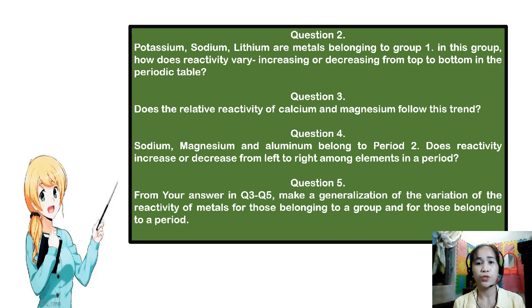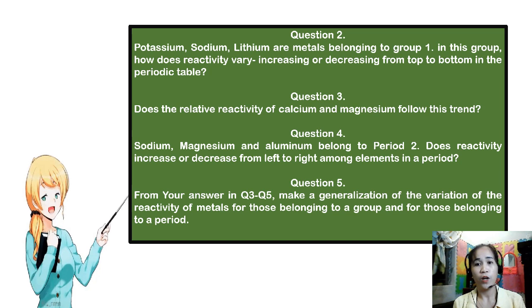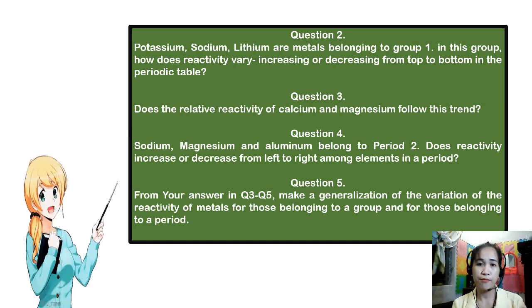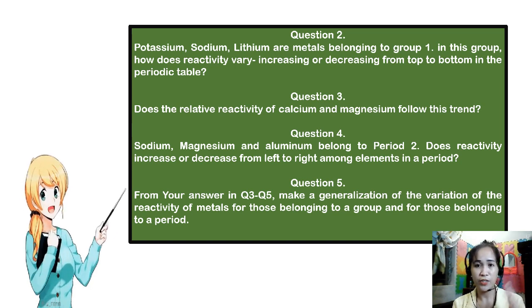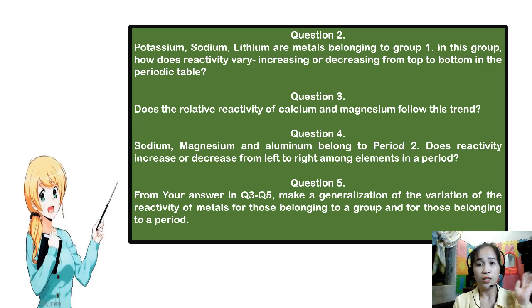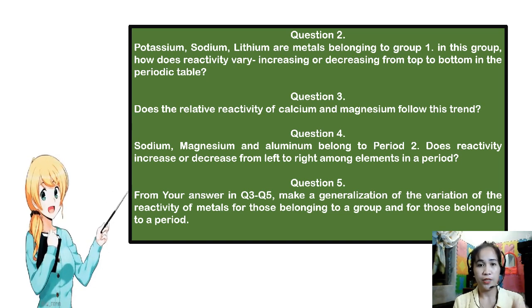Potassium, sodium, lithium are metals belonging to group 1. So in this group, how does reactivity vary? Increasing or decreasing from top to bottom in the periodic table? So try to take a look at your periodic table, guys. As you answer these questions, try to take a look at your periodic table.